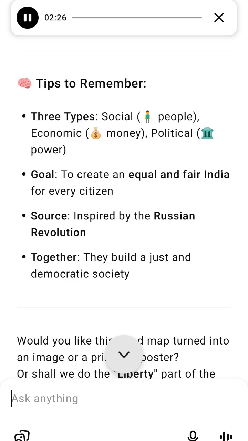Would you like this turned into a comic, diagram, poster, or even a YouTube script? Or shall we now move on to the next part of the preamble, liberty, explained just like this? I'm ready for your next step.